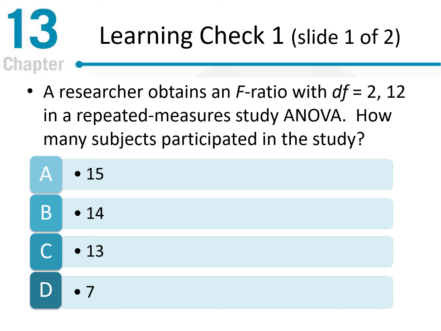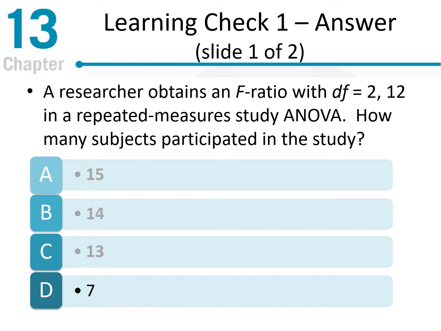So I have 7 participants here in this design. This goes back to the formula: degrees of freedom error is equal to k minus 1 times n minus 1. So let's just plug in and solve. And the answer, obviously, is 7.